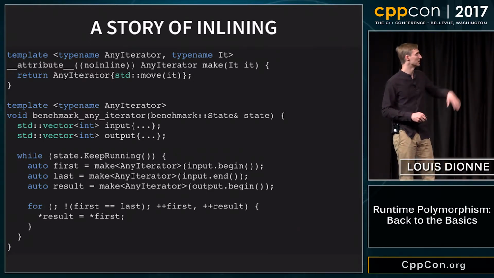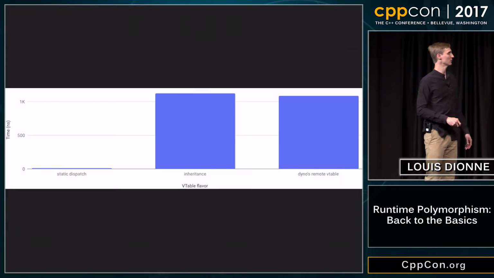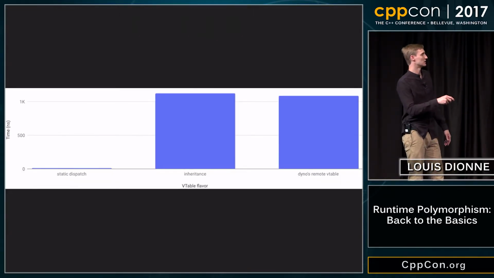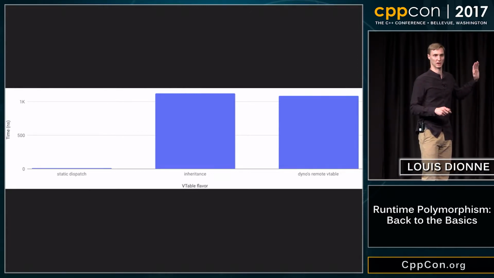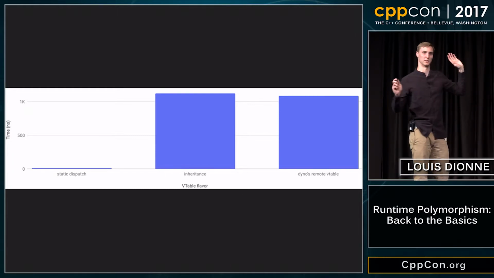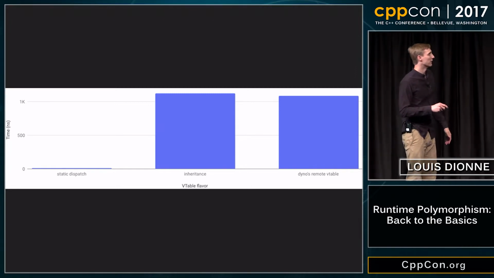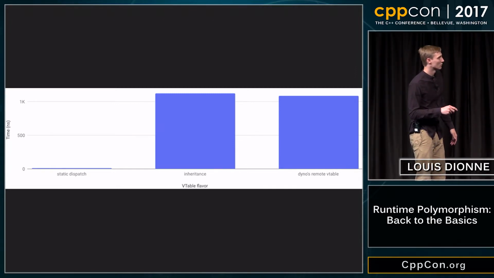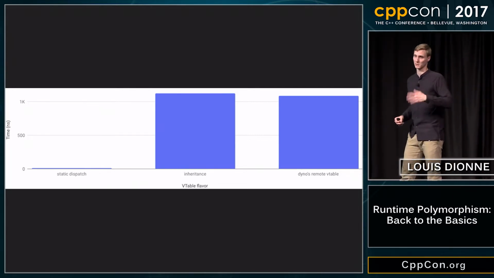Okay. And so I run this. And notice here, I'm creating my iterators through some make function, which is not inline. So I run this, and that's what I get. The leftmost is the static dispatch, where it's basically just a vector iterator. This is a benchmark where I was probably not clever enough. The compiler was too clever. It probably just elided everything, and basically realized that nothing was going on. And with inheritance or a remote vtable or any sort of indirection, it couldn't figure it out anymore, and it had to do some work.